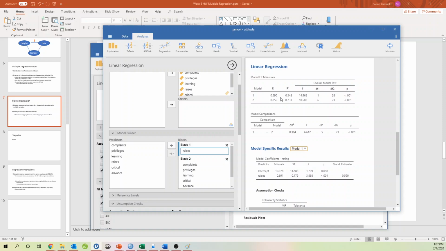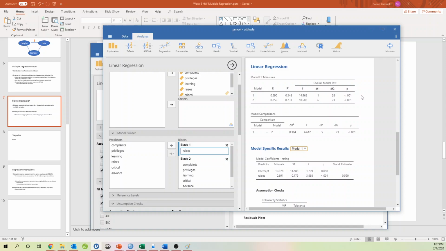The addition of those 5 other variables improves the R square by 0.384. Delta R square means R square change. So the difference between Model 1 and Model 2 is an improvement of 0.384 R squared, which is substantial. This is a significant improvement.